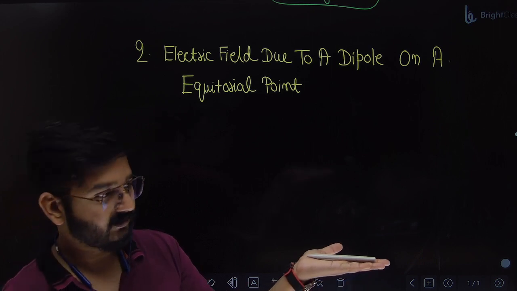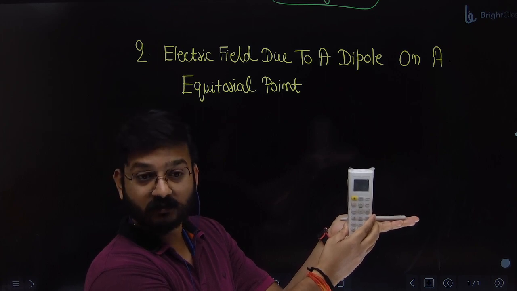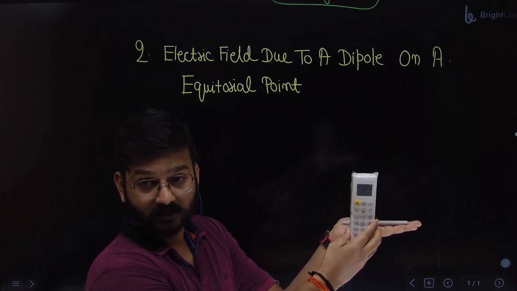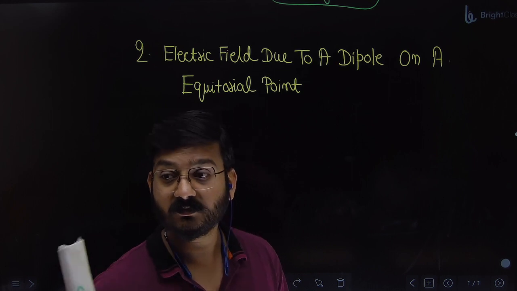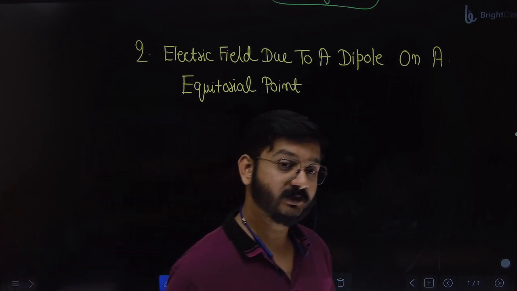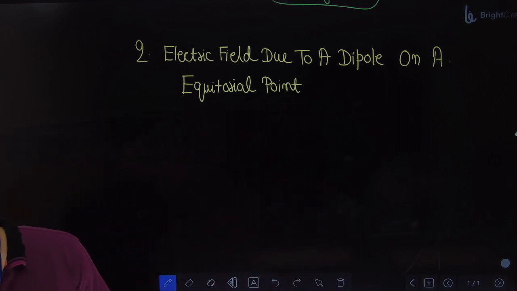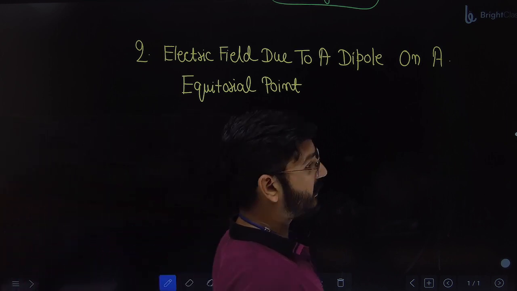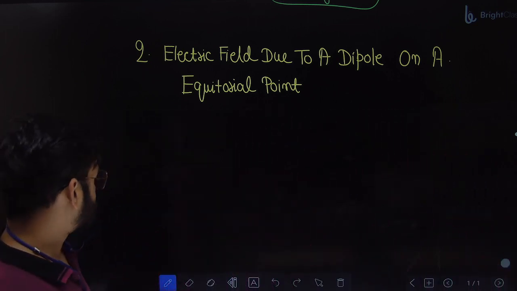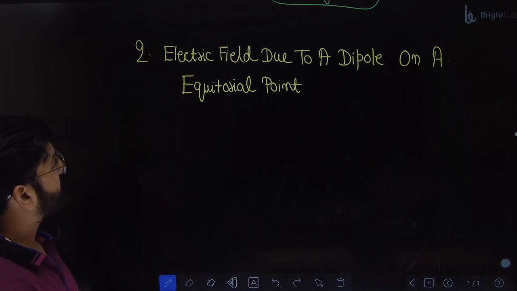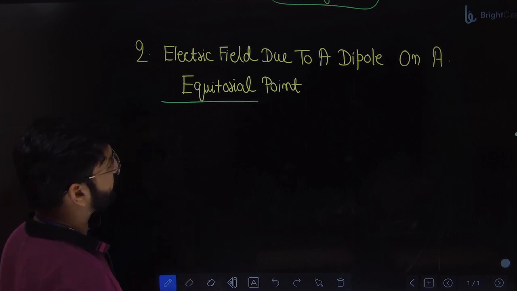Equatorial point means if I make one more plane here. So this AC remote is which plane? Perpendicular to the plane of my palm or dipole. So the plane which is perpendicular to the plane of dipole is called equatorial plane. And the point on that plane is called equatorial point. Is that clear? Okay. So don't get confused after seeing this word. I know that's a new word for you. Equatorial plane means a plane perpendicular to the plane of dipole.